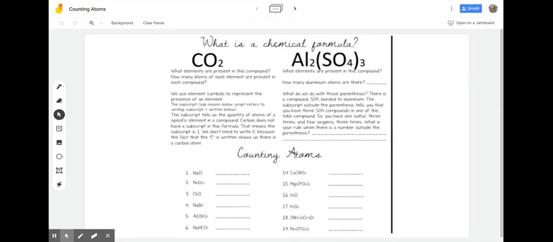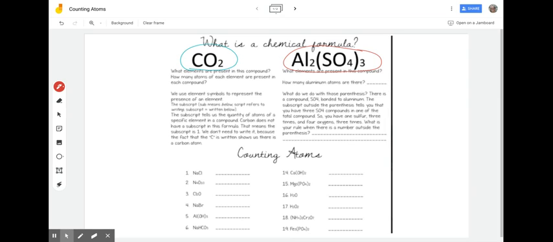All right, we're going to look at counting atoms. Let's review what a chemical formula is. We have two chemical formulas here. We have CO2, right here, and we have aluminum, I believe it's sulfate, over here. So these are chemical formulas. They are made up of letters and numbers.